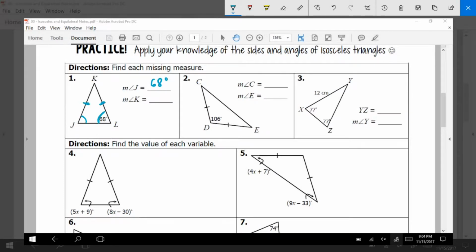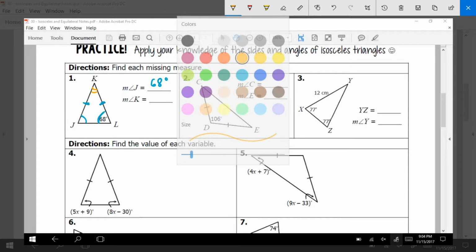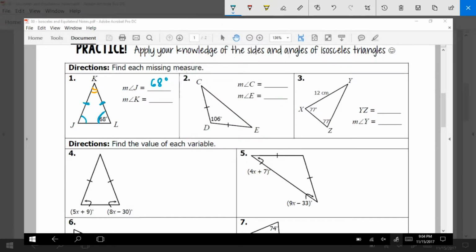And now I need to find the measure of angle K. How am I going to find that? Well, the total in a triangle is 180. So I can add up these 2, angle J and angle L. That's 68 plus 68. That's 136. And so now I can subtract that from 180. 180 minus 136 is going to be 44. So 44 degrees is the measure of angle K. On to the next one.